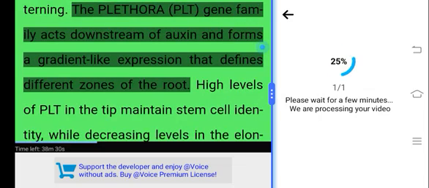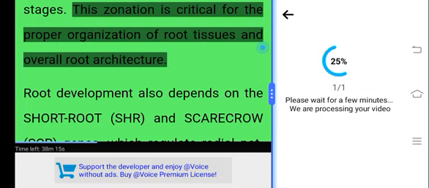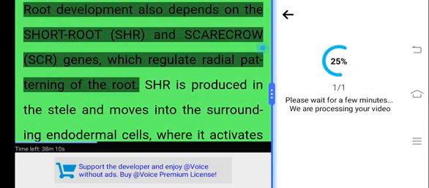The PLETHORA (PLT) gene family acts downstream of auxin and forms a gradient-like expression that defines different zones of the root. High levels of PLT in the tip maintain stem cell identity, while decreasing levels in the elongation and differentiation zones allow cells to progress through developmental stages. This zonation is critical for the proper organization of root tissues and overall root architecture.